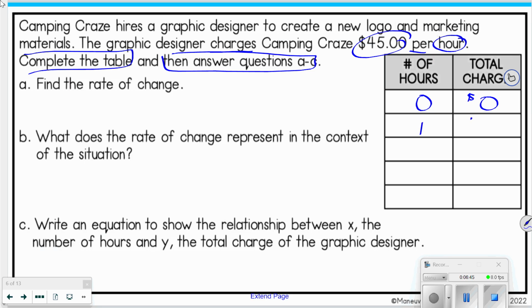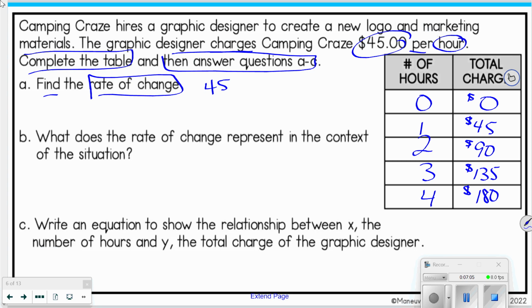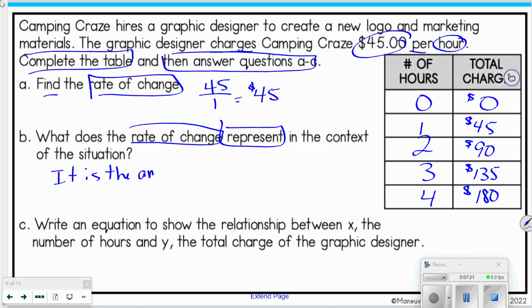For your first hour, I know that that's going to be $45, meaning your second hour is going to be 90, my third hour is going to be 135, and my fourth hour is going to put me at 180. So find the rate of change. That's going to be our first one. It's going to be that y value, $45 per hour, which is going to be $45. What does the rate of change represent in the context of the situation? It is the amount being paid for each hour of work.